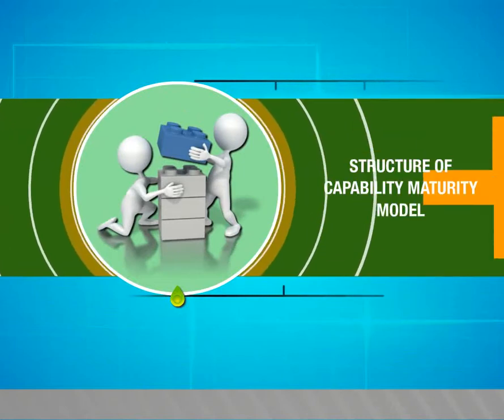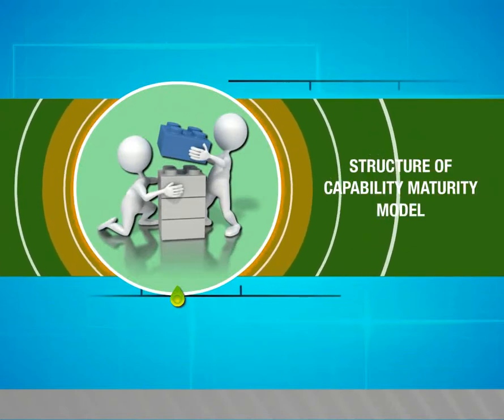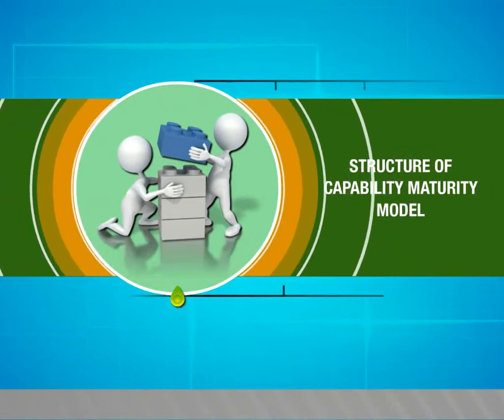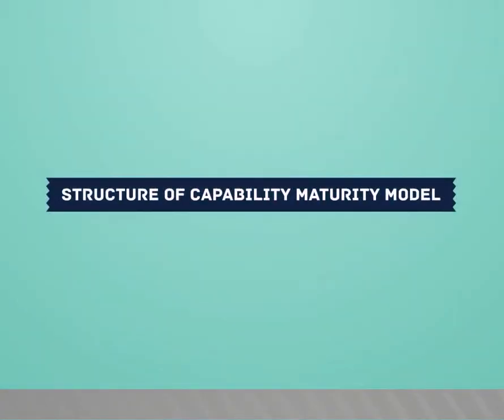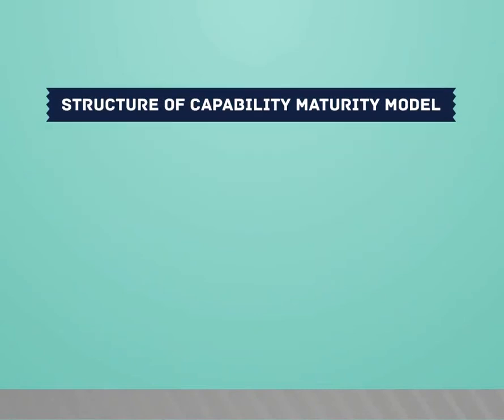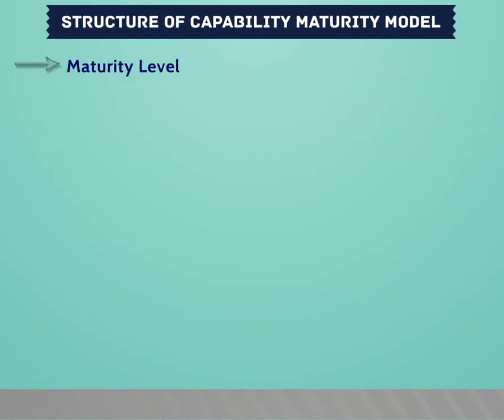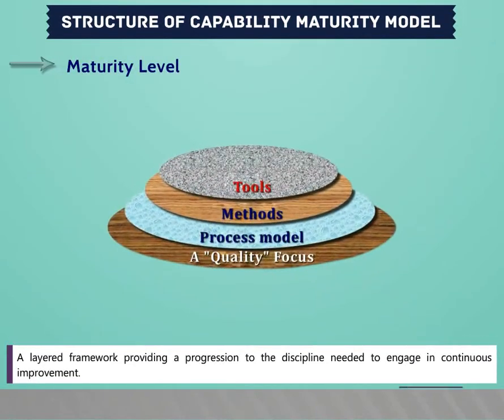Structure of capability maturity model. In this video, we are going to see about structure of capability maturity model. Maturity level: a layered framework providing a progression to the discipline needed to engage in continuous improvement.